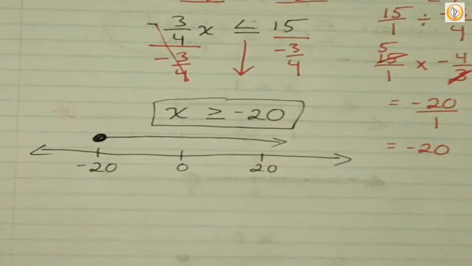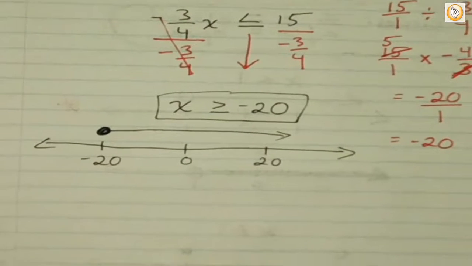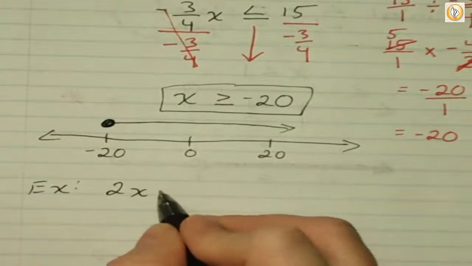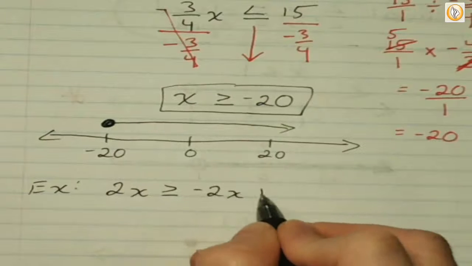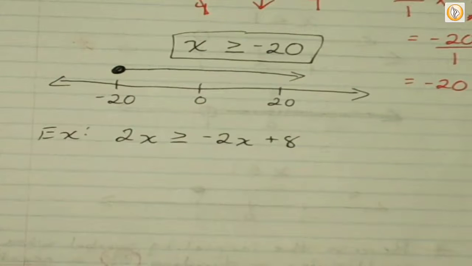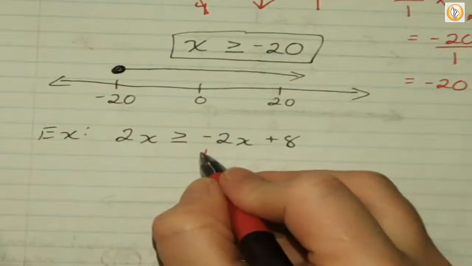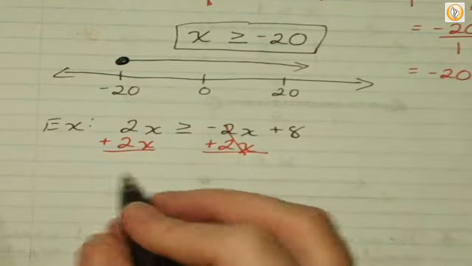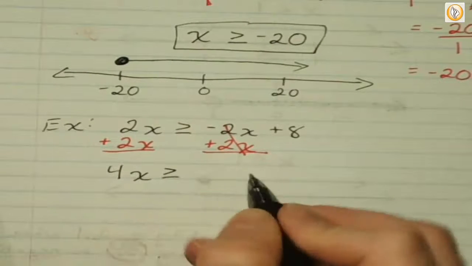Any questions? None? All right, let's do another. 2x is greater than or equal to negative 2x plus 8. Joseph's turn. Talk me through it, buddy. That's a negative 2x. So first we would add 2x on both sides. So that'd be 4x is greater than or equal to 8.